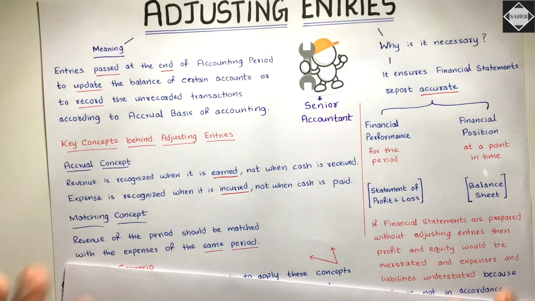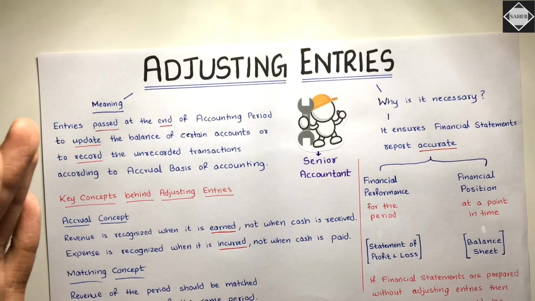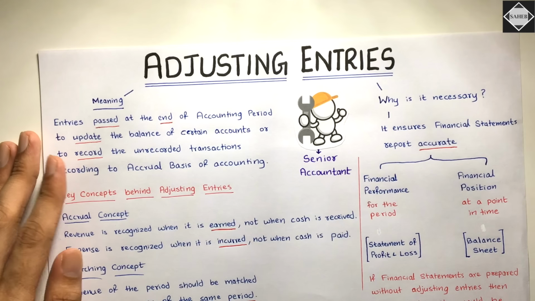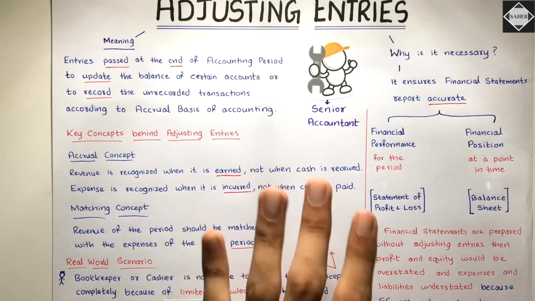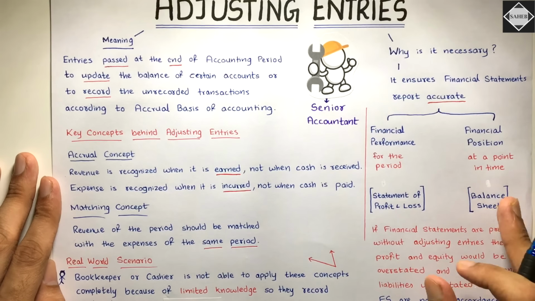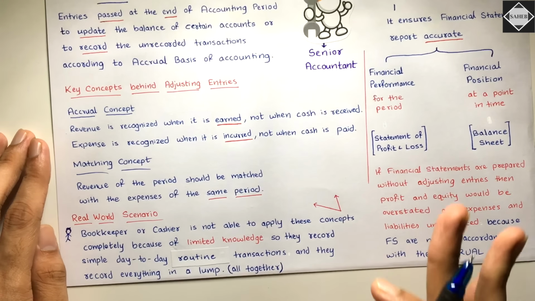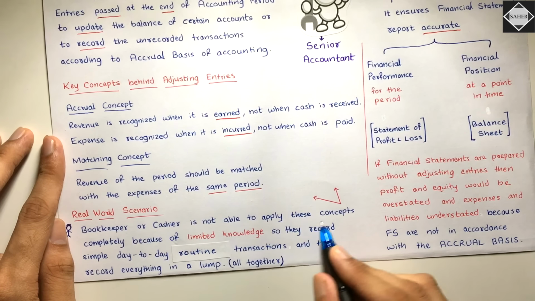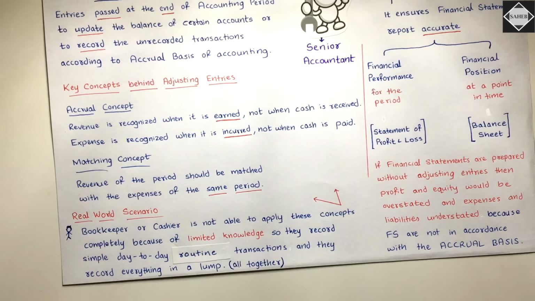So let me tell you why adjusting entries are passed at the end of every accounting period. Why every time do we need adjusting entries? See, it's really simple. To keep the accounting process simple, we tell the bookkeeper or the cashier or the junior accountants that you should always focus on simple routine transactions. The bookkeeper or cashier is not able to apply these concepts. They have limited knowledge. They are freshers with limited experience and they are just doing recording.